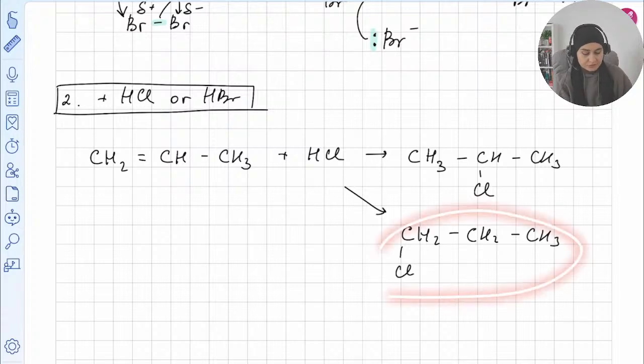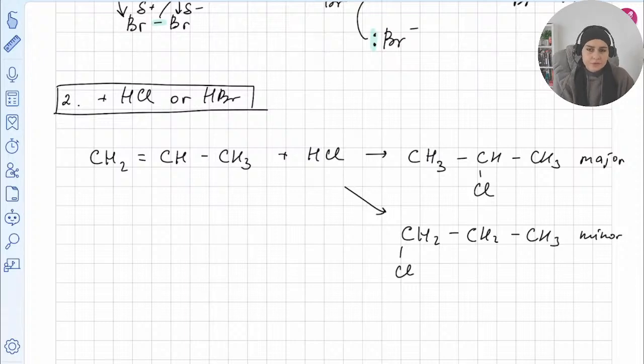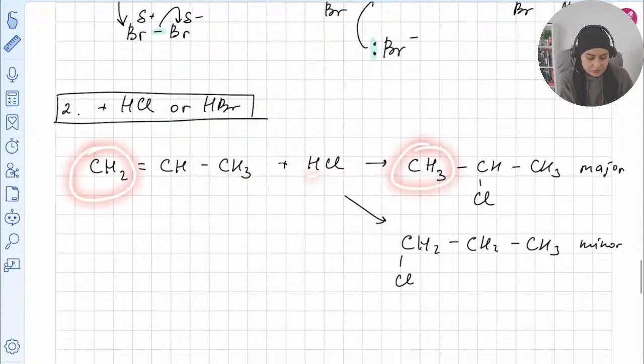This is a totally different product. That's 1-chloropropane, and the first one would be the major product, so 90% of your product would be 2-chloropropane, and this would be the minor, maybe around 10% would be 1-chloropropane. There is a quick rule called Markovnikov's rule to find out the major product. The general rule is that hydrogen would attach to the carbon at the double bond that already has the most H's. You see this carbon has 2 H's, this has 1. That's why H would tend to attach to the first carbon to form a CH3. So that's the major product.